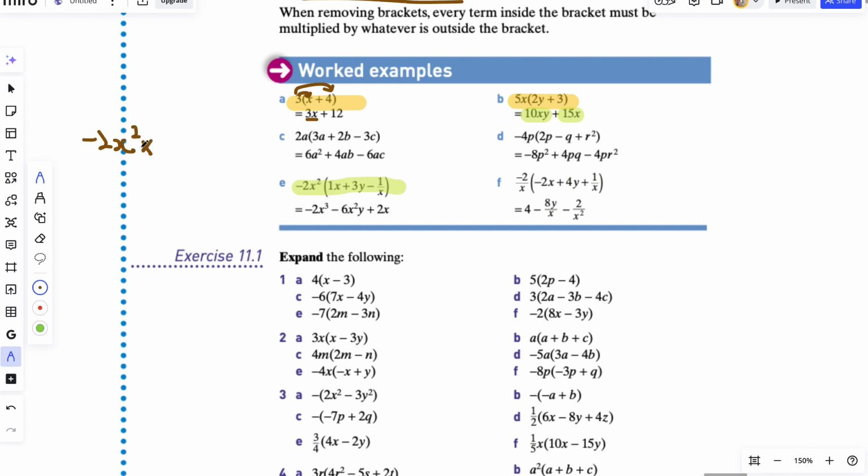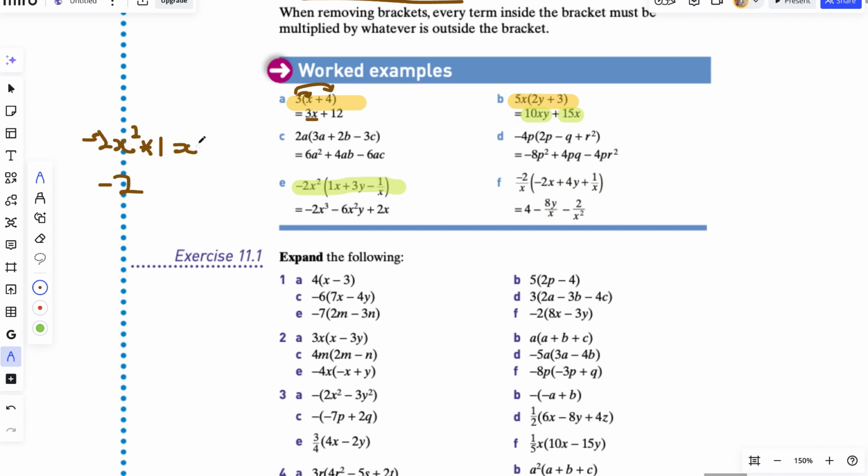Even if you don't write 1, it's the same thing. Remember that: multiplied by 1x. 2 times 1 is 2, so I'm going to have minus 2. When we have minus 2, it's because we multiply minus 2 times 1, and we got minus 2.